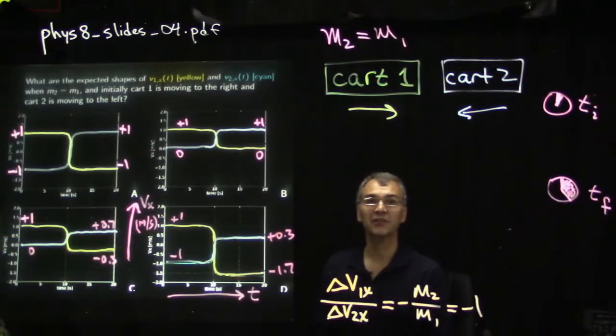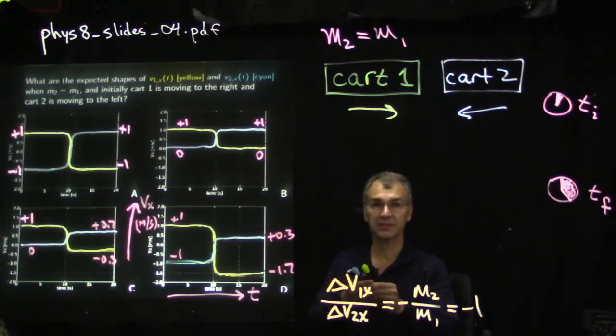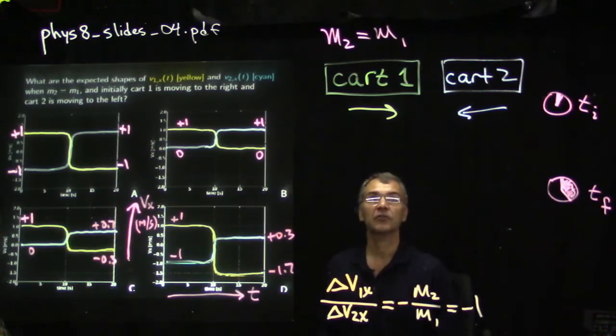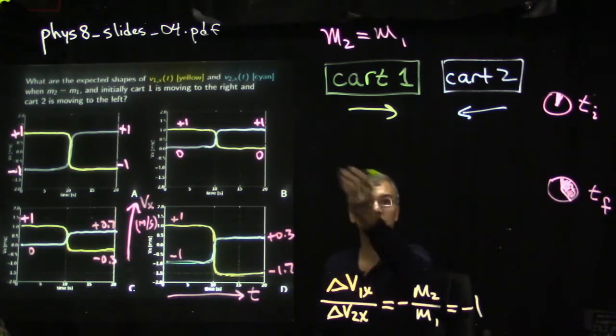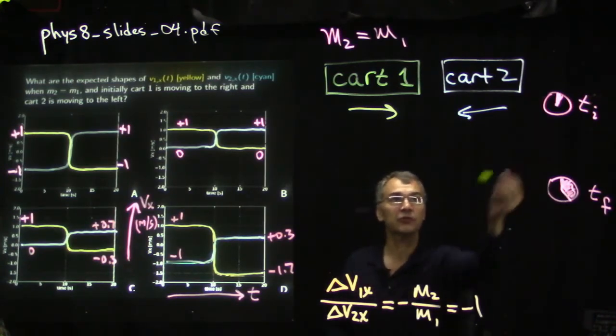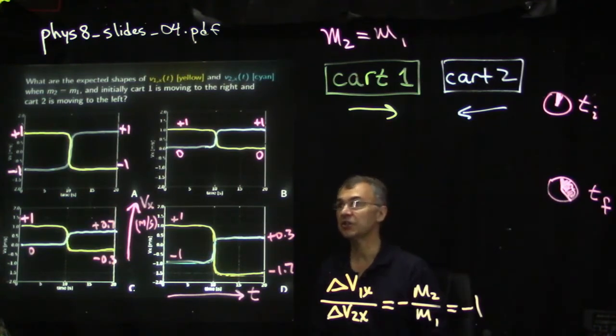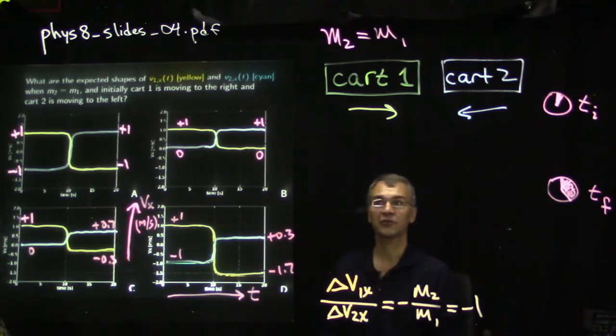Let's look at a second example with that same combination of masses. So the two carts are equal mass, but now they will initially be moving toward one another, like that. So cart 1 is moving to the right initially, cart 2 is moving to the left initially, and I guess we can see which of these graphs match those initial conditions.